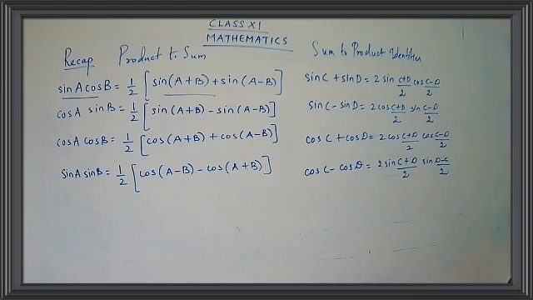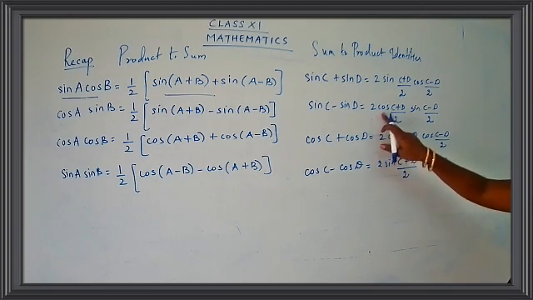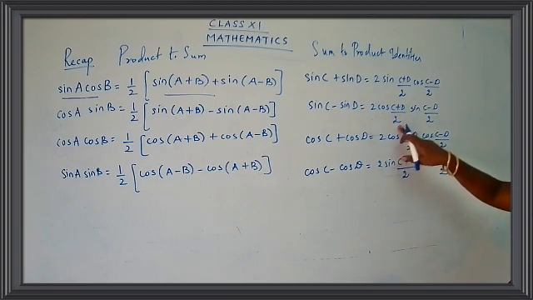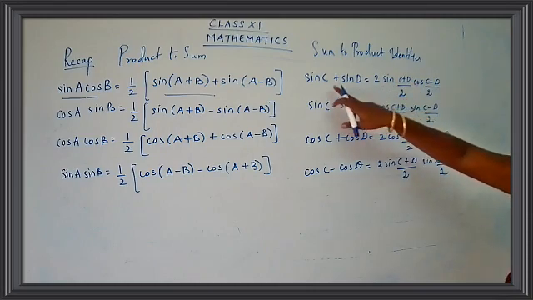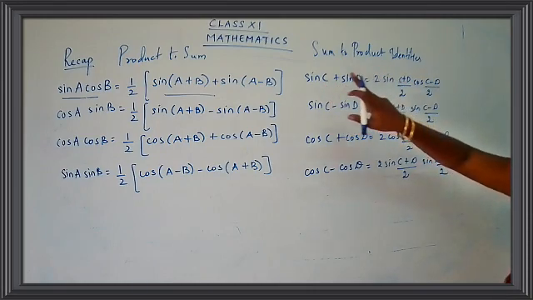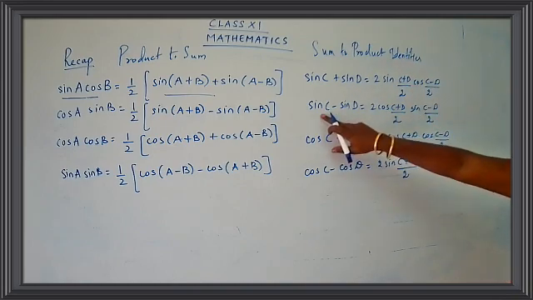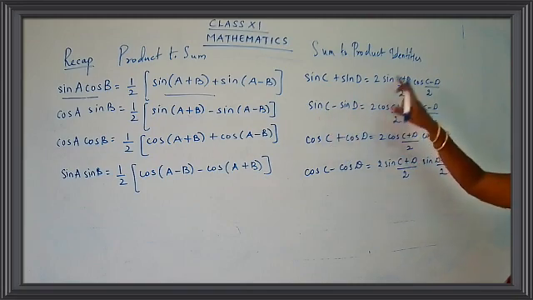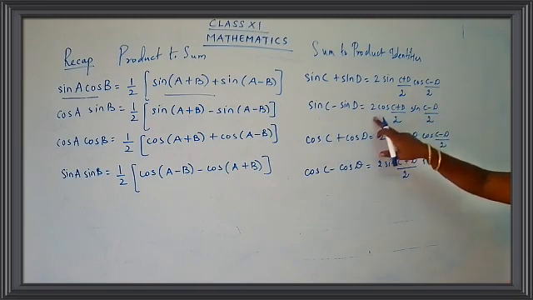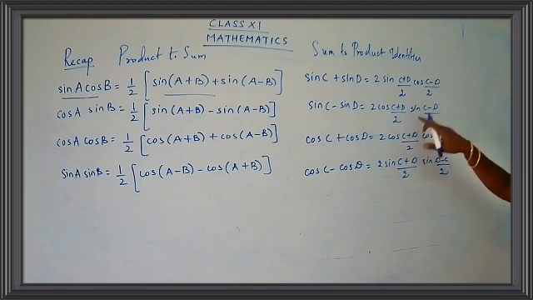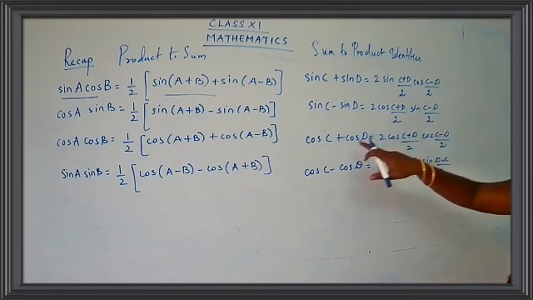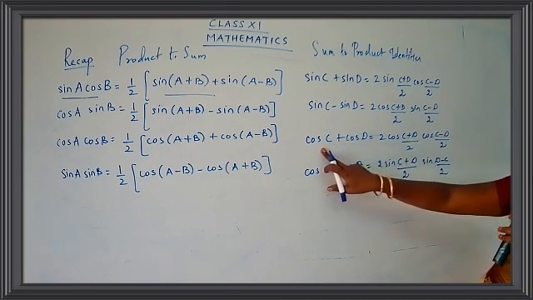What is sin C minus sin D? 2 cos C plus D by 2 sin C minus D by 2. So there is an interchange. When you have sin C plus sin D, you have 2 sin C plus D by 2 cos C minus D by 2. Here it's sin C minus sin D, so the functions are interchanged. You get 2 cos C plus D by 2 sin C minus D by 2. Okay, coming to cos C plus cos D. What is the formula for cos C plus cos D?